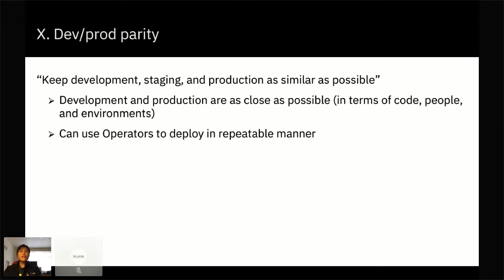So the next one is dev prod parity. Basically, you should keep the development, staging, and production as similar as possible in terms of the people, the code, and the environment. So you should always think about using operators when you deploy these containers to your cloud as well.